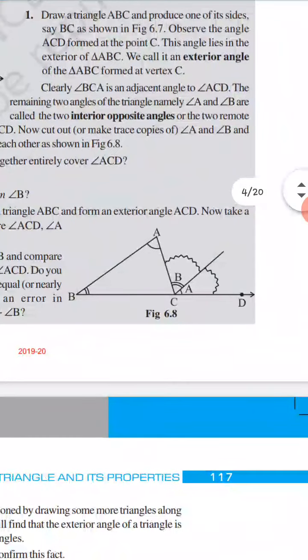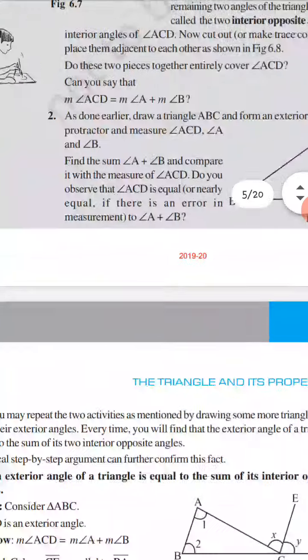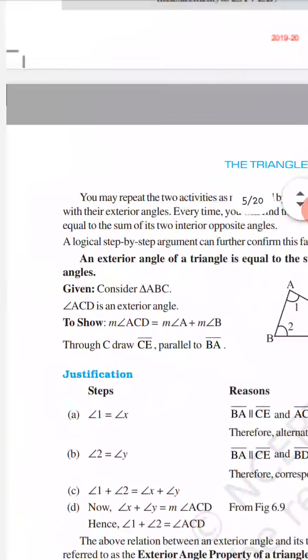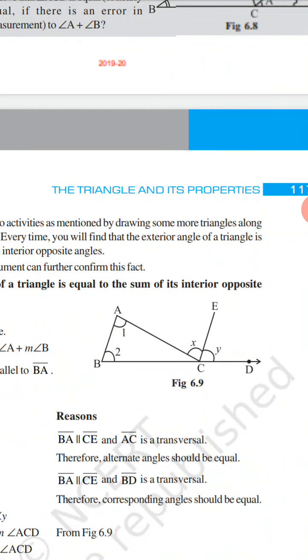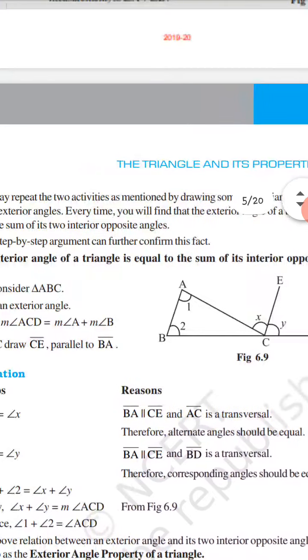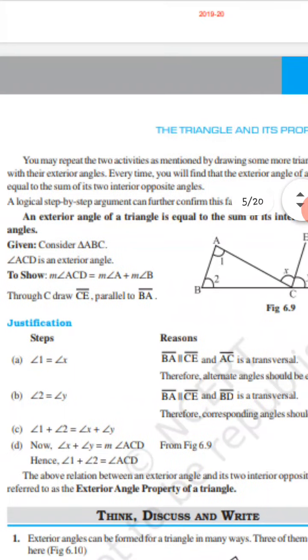This is the experiment you can do: draw two triangles of the same size and produce BC to D, and you cut angles A and B and put them on angle ACD, and it becomes equal. So this is an activity we'll do. An exterior angle of a triangle is equal to the sum of the interior opposite angles. Now this we can prove. Let us see.